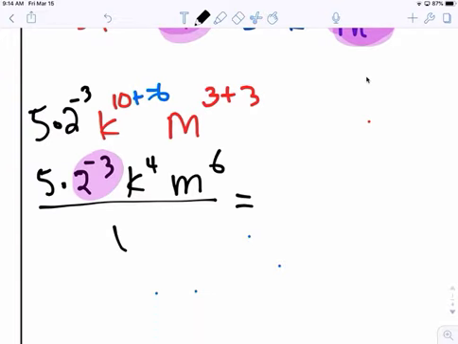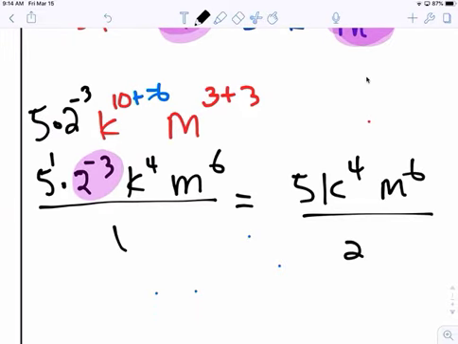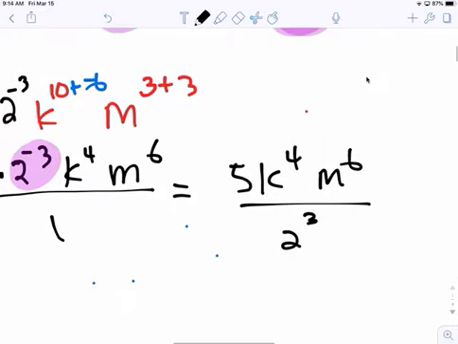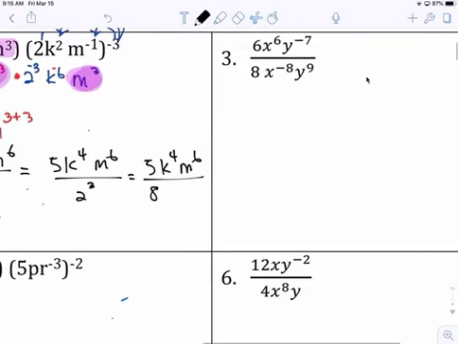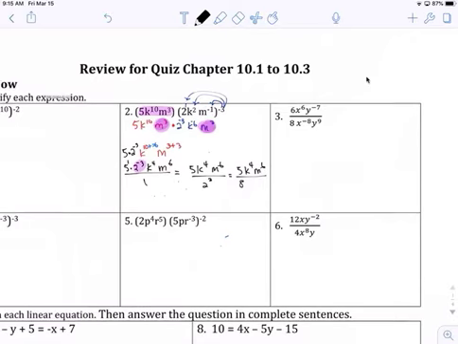Equals 5 stays on top because it's a 1 exponent, k to the 4th, m to the 6th, all over 2 to the 3rd. Now you can do 5k to the 4th, m to the 6th, and 2 to the 3rd, which is 8. So 5/8, like that. That's your final answer. Okay?